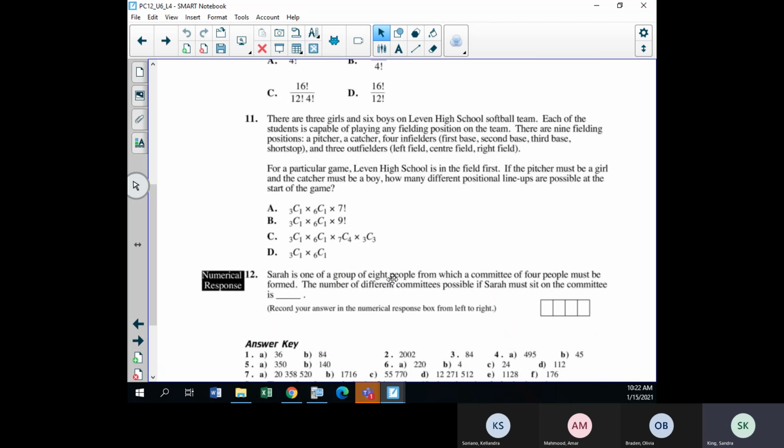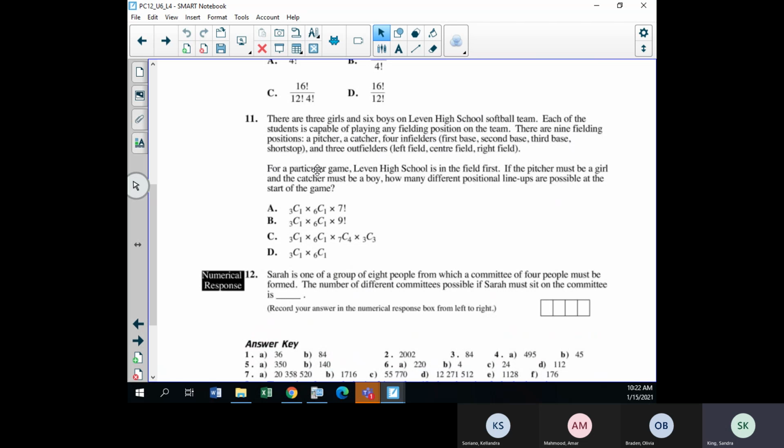Okay, there are 3 girls and 6 boys on a baseball team. Each student is capable of playing any position. What that means is the guys and the girls are equally capable of playing any position. They've got equal chance of getting a position. And there are 9 positions total. Doesn't really matter what the positions are.